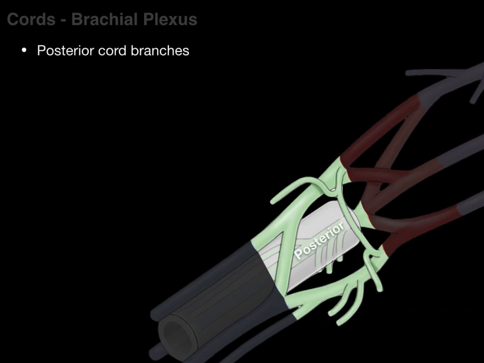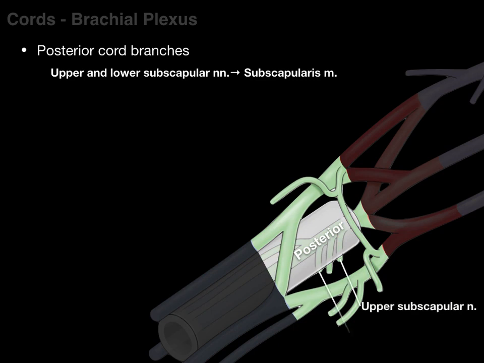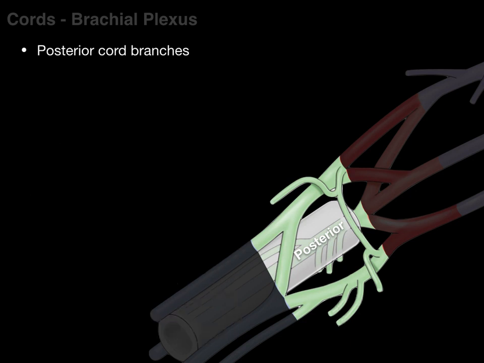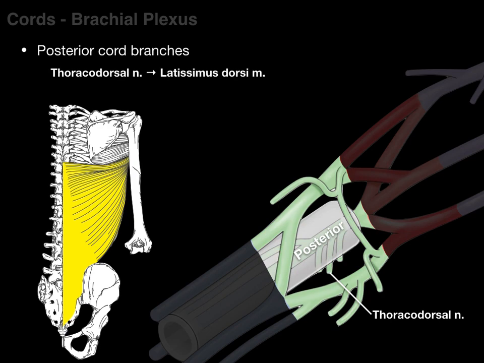So there's our posterior cord, and there's three branches. Upper and lower subscapular nerves innervate our subscapularis muscle, one of our rotator cuff muscles. And then we also have the thoracodorsal nerve, also called the middle subscapular nerve sometimes. It innervates our latissimus dorsi muscle.